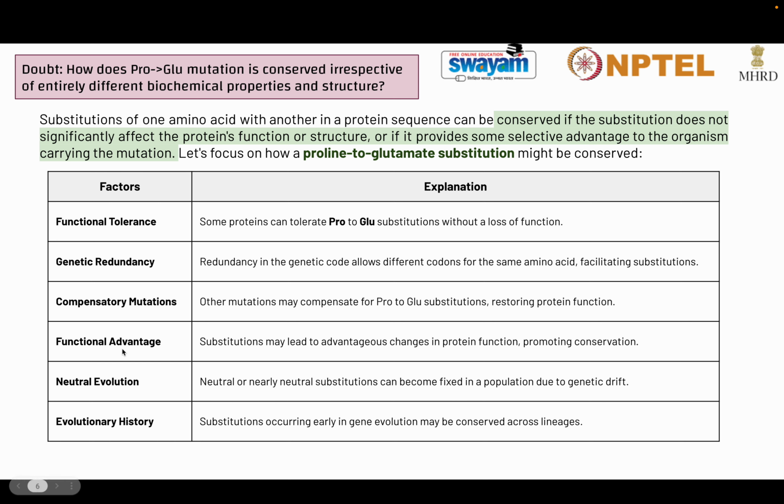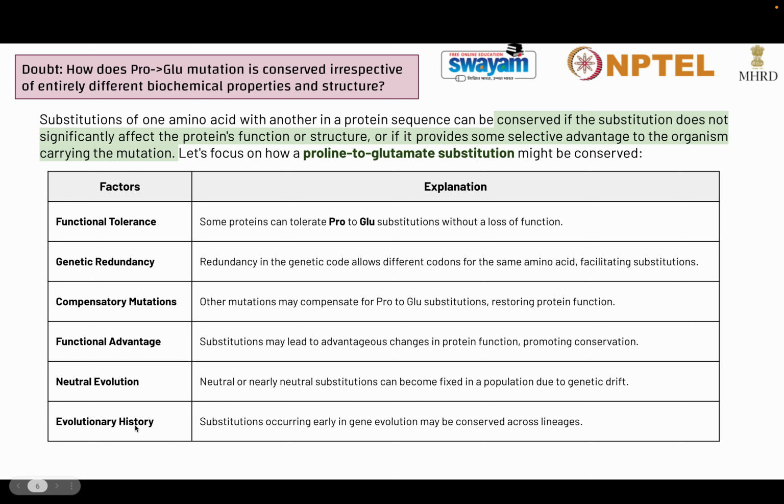Then the fourth factor is functional advantage. Sometimes substitutions may lead to advantageous changes in the protein function, which promotes its conservation. If a particular substitution is advantageous, then it will be passed on across evolution and remain conserved. So this is also one of the reasons. Then neutral evolution. Neutral or nearly neutral substitutions can become fixed in a population due to genetic drift. So this might be the reason.